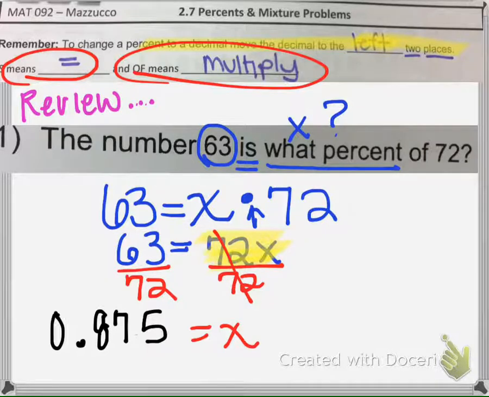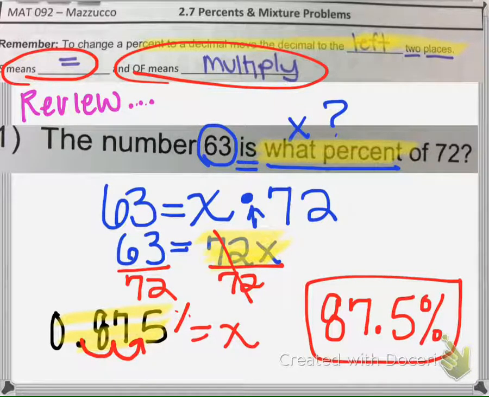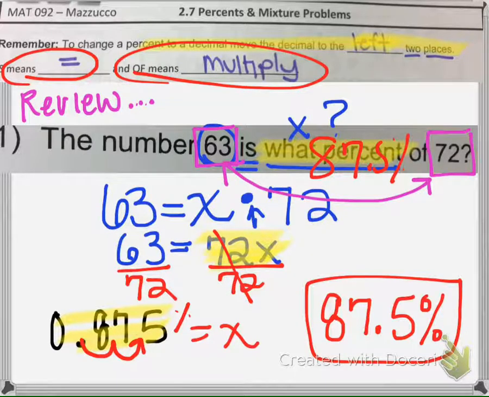Now if we go back and read our problem, it says the number 63 is what percent? So this should be a percent, and we need to write it as a percent. So a percent symbol goes on this side. That helps me remember that I need to move this decimal twice back to the right. So it would be 87.5%. So the number 63 is 87.5% of 72. If we take a look at the 63 and the 72, those two numbers are pretty close to each other. And when they're pretty close to each other, we should get a high percentage, which 87.5 is. Think of grades, that's a good grade in 87.